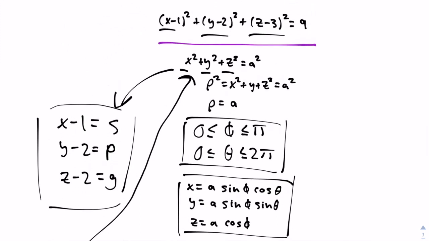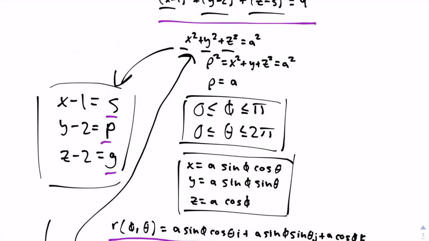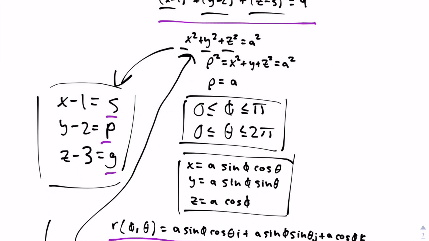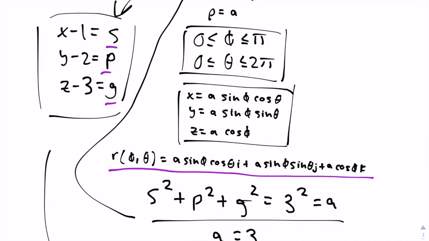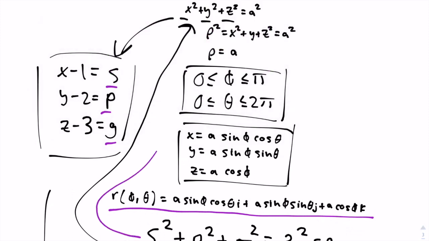Then, because our sphere was not centered at the origin, we put in almost substitute variables, and said that we substitute them in for x minus 1, y minus 2, and z minus 3. Sorry, this should be z minus 3, for our equation with s, p, and g respectively, and we got this equation, which looks a lot more similar to the equation we have up here.